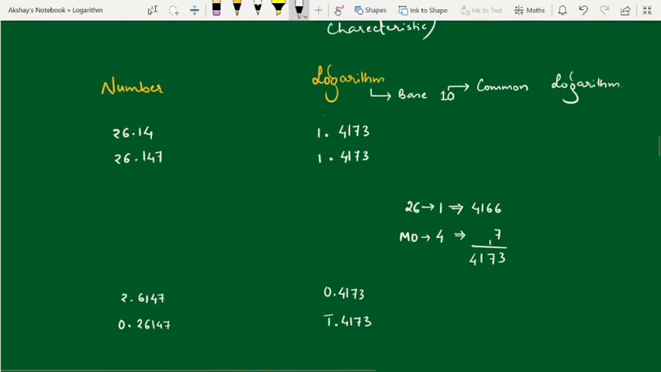Now here, 26.14, the same example we'll consider. What is the log value? Just remember, 26 under 1 under 4. Finally we got 4173. 26.14 was our number. The logarithm value we got is 1.4173. So let us take this same example here.